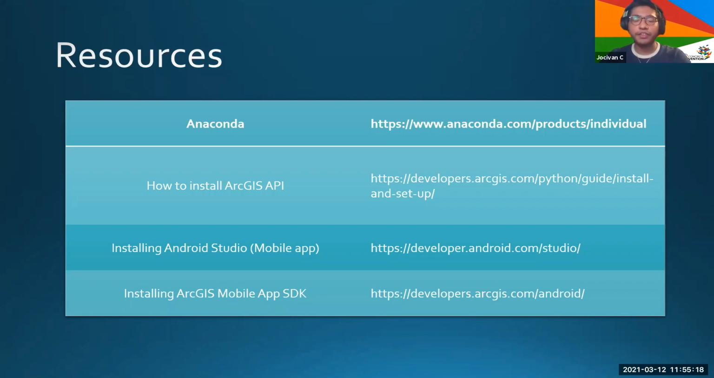But let it be known, if you're trying to make an app on iOS, you're going to have to be running iOS on your computer. And if you have a PC, then you're probably not going to be doing that. But it's still an option. You can still run iOS if you want to. But I'll be focusing more on Android Studio. If you want to make an Android app, you can go to this website and download Android Studio. And to get the ArcGIS app SDK, you can go to this website at the bottom down here to get that.